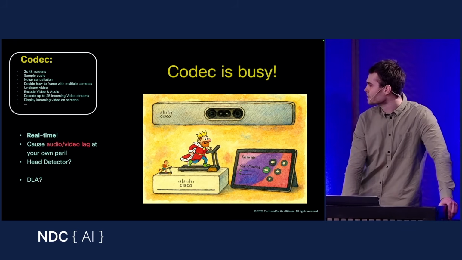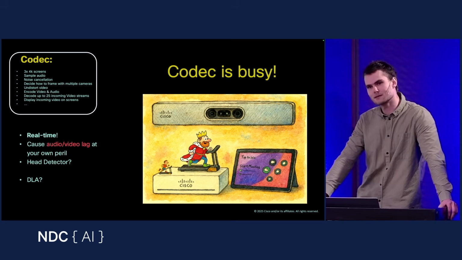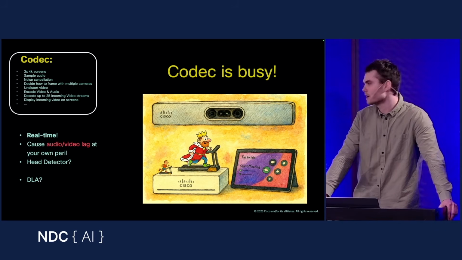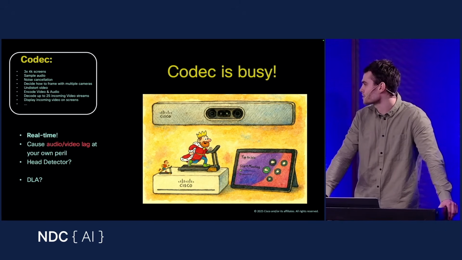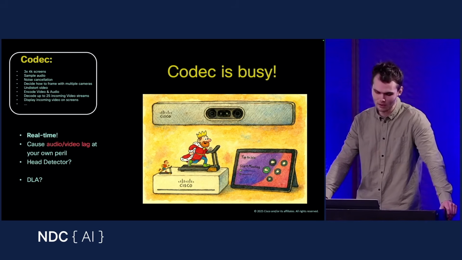Now, a little side note, sometimes on some of our newer devices, we can run on something called a DLA, called a deep learning accelerator. Those are nice not because they're super fast, but because no one else is using them, so we can run all on our own.